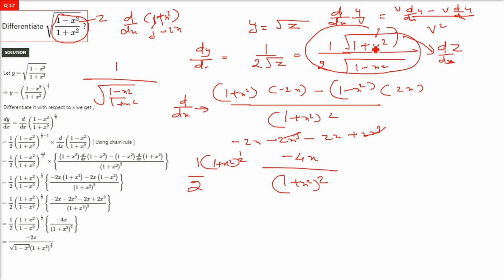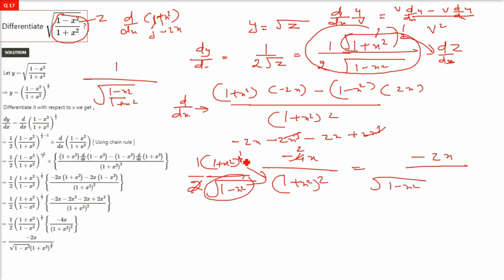So root is nothing but (1 plus x square) to the power half. And the denominator is (1 minus x square) to the power half, or you can just keep it under root only. In one of the previous questions we have done this. So (1 plus x square) to the power half, I am taking it in the denominator. This minus 2x, where I cancelled 2 with 4, and the denominator under root 1 minus x square, I kept like this. And this half power has come in the denominator.